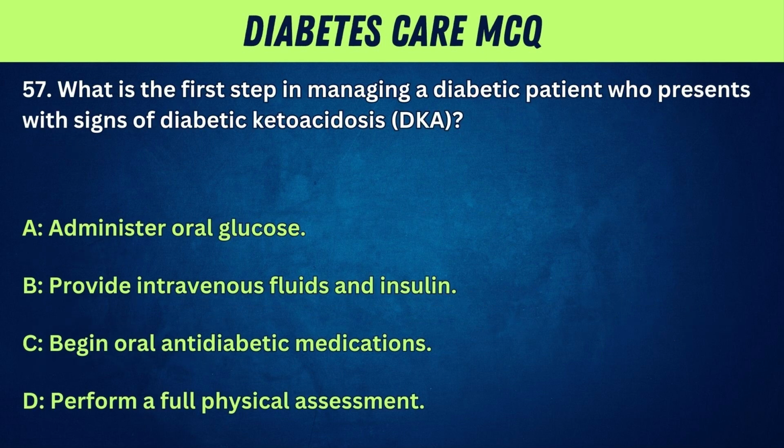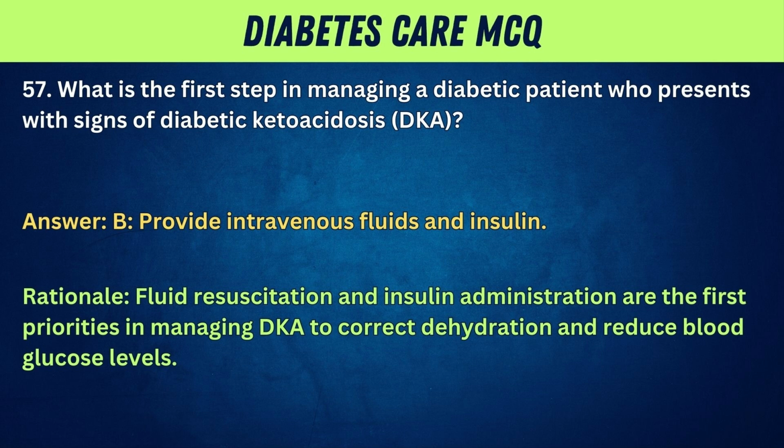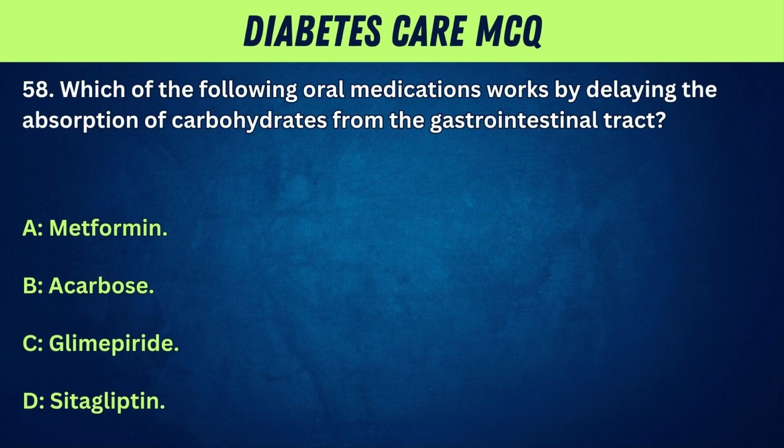57. What is the first step in managing a diabetic patient who presents with signs of diabetic ketoacidosis, DKA? A. Administer oral glucose. B. Provide intravenous fluids and insulin. C. Begin oral anti-diabetic medications. D. Perform a full physical assessment. Answer: B. Provide intravenous fluids and insulin. Rationale: fluid resuscitation and insulin administration are the first priorities in managing DKA to correct dehydration and reduce blood glucose levels.